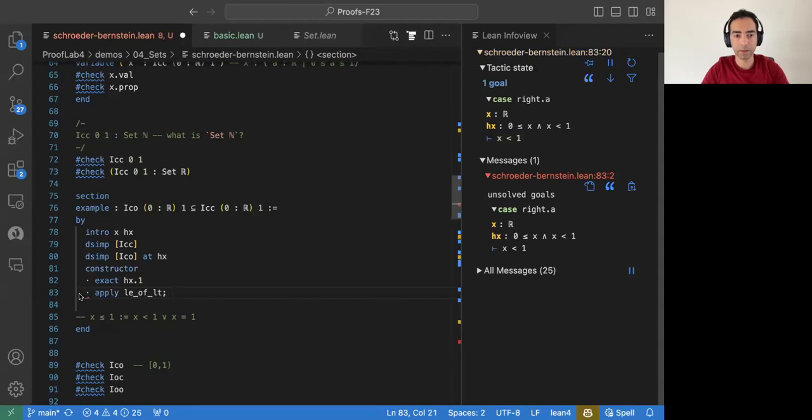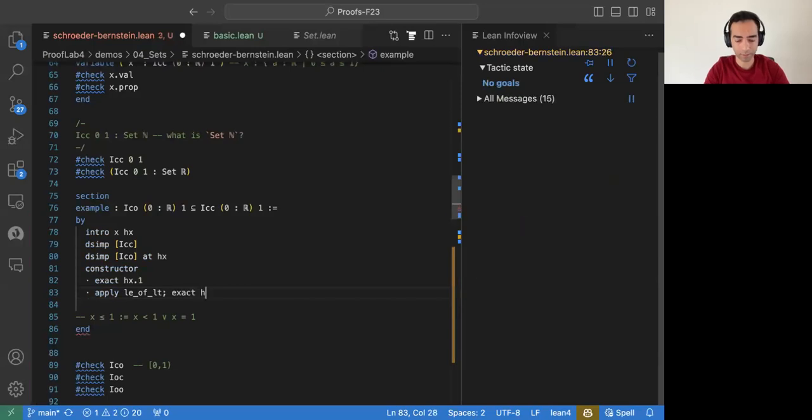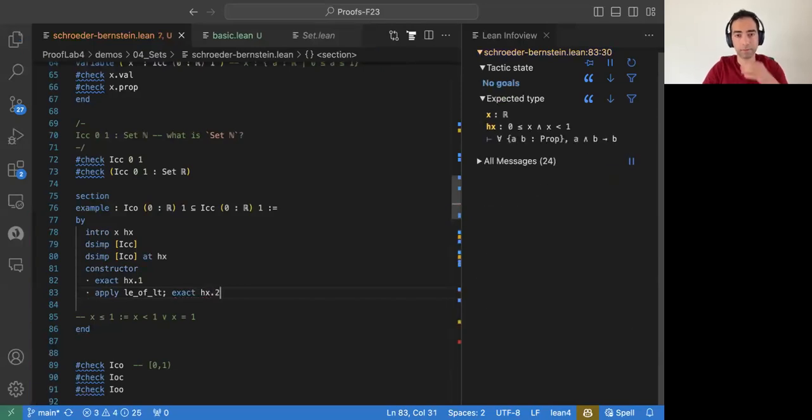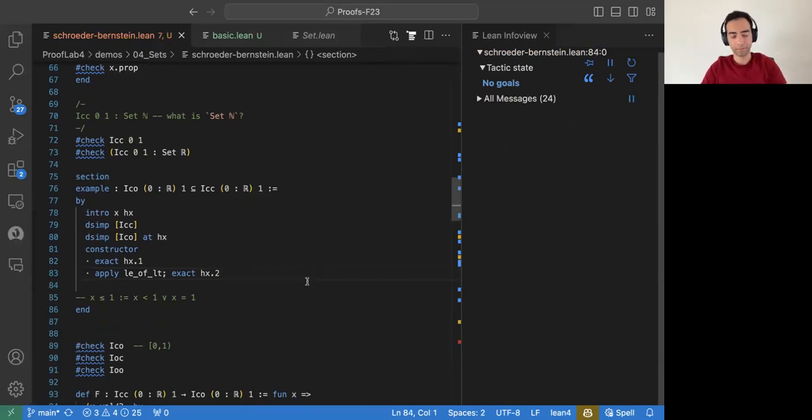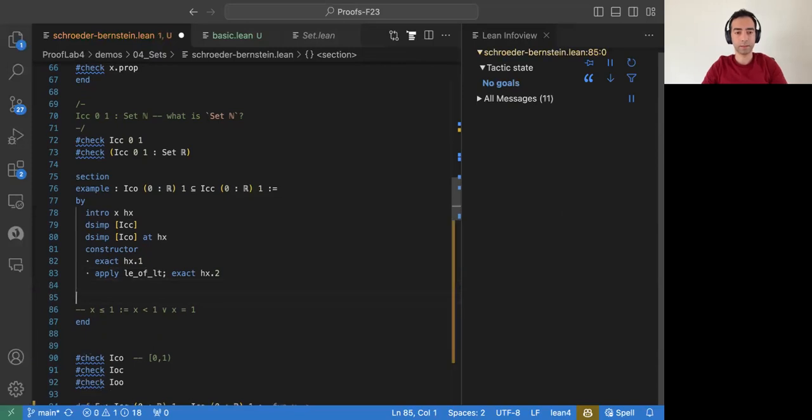Okay, now my goal changed. Before it was this goal, and I applied the lemma. Now I have a simpler goal, and that you can prove from exact hx.2. Okay. Right. So now we are done with the proof, at least. Any questions before we go?